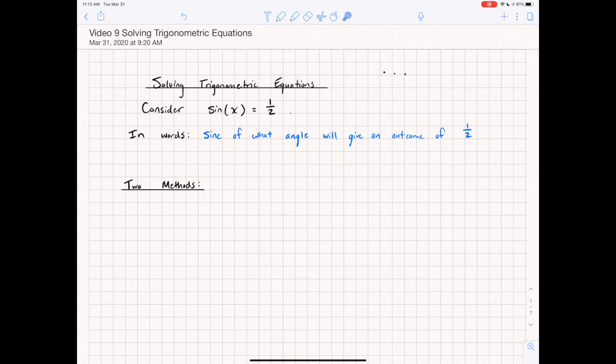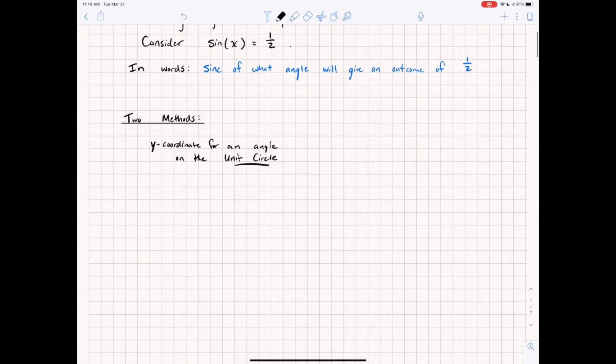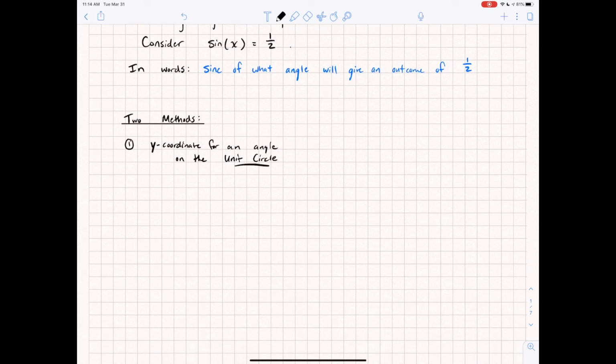And there are essentially two different methods to go through and do this. One is understanding again the connection that sine is the y coordinate for an angle on the unit circle. So looking at the unit circle would be my very first method in trying to solve this equation and look for this specific answer.